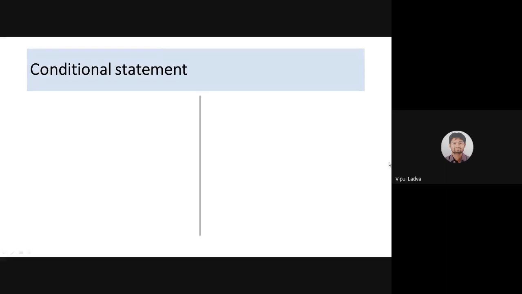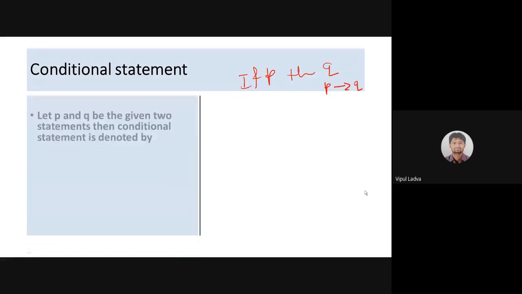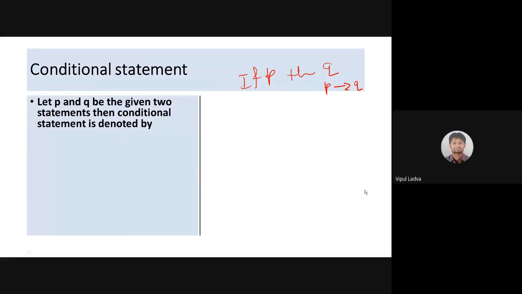One of them is the conditional statement. A conditional statement means we provide a condition: if P then Q. We label that as P implies Q. Let's try to understand the conditional statement. Let P and Q be two given statements; then the conditional statement is denoted by P implies Q. You may read this as: if P then Q.